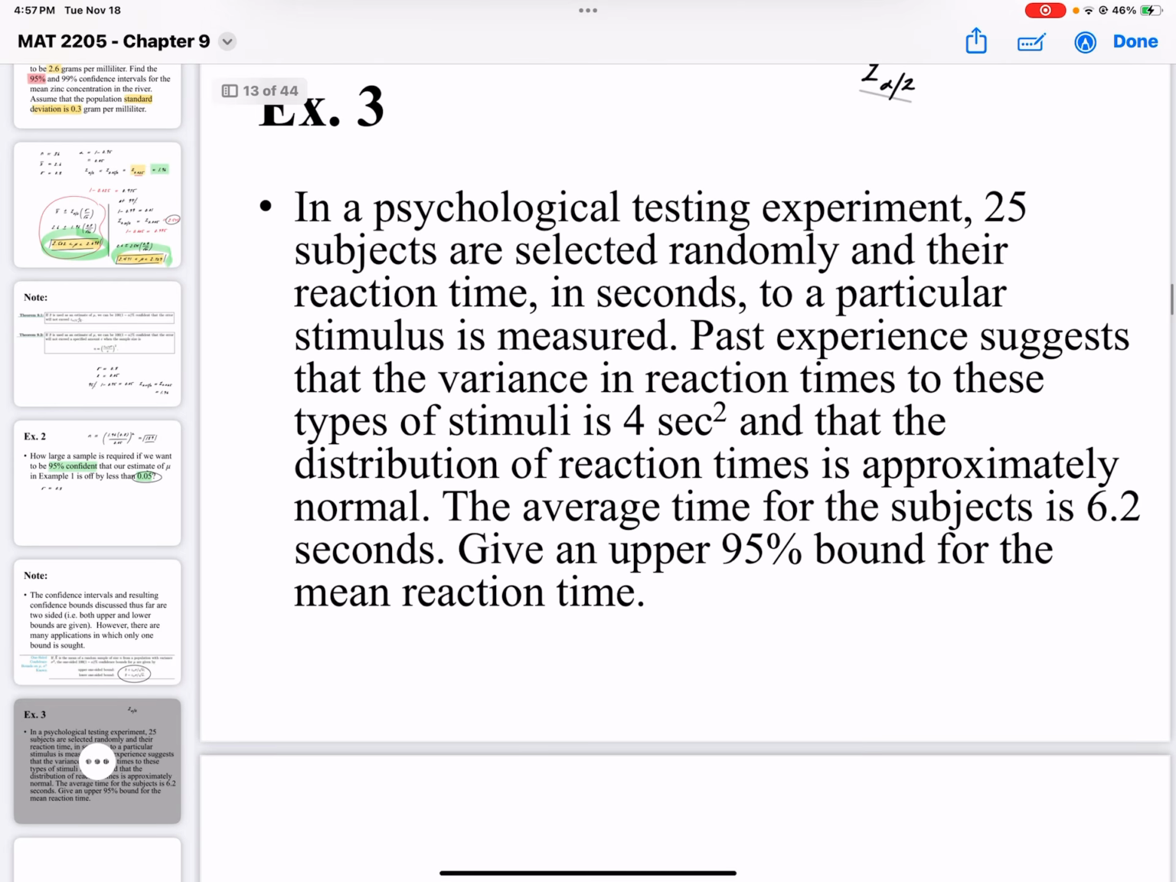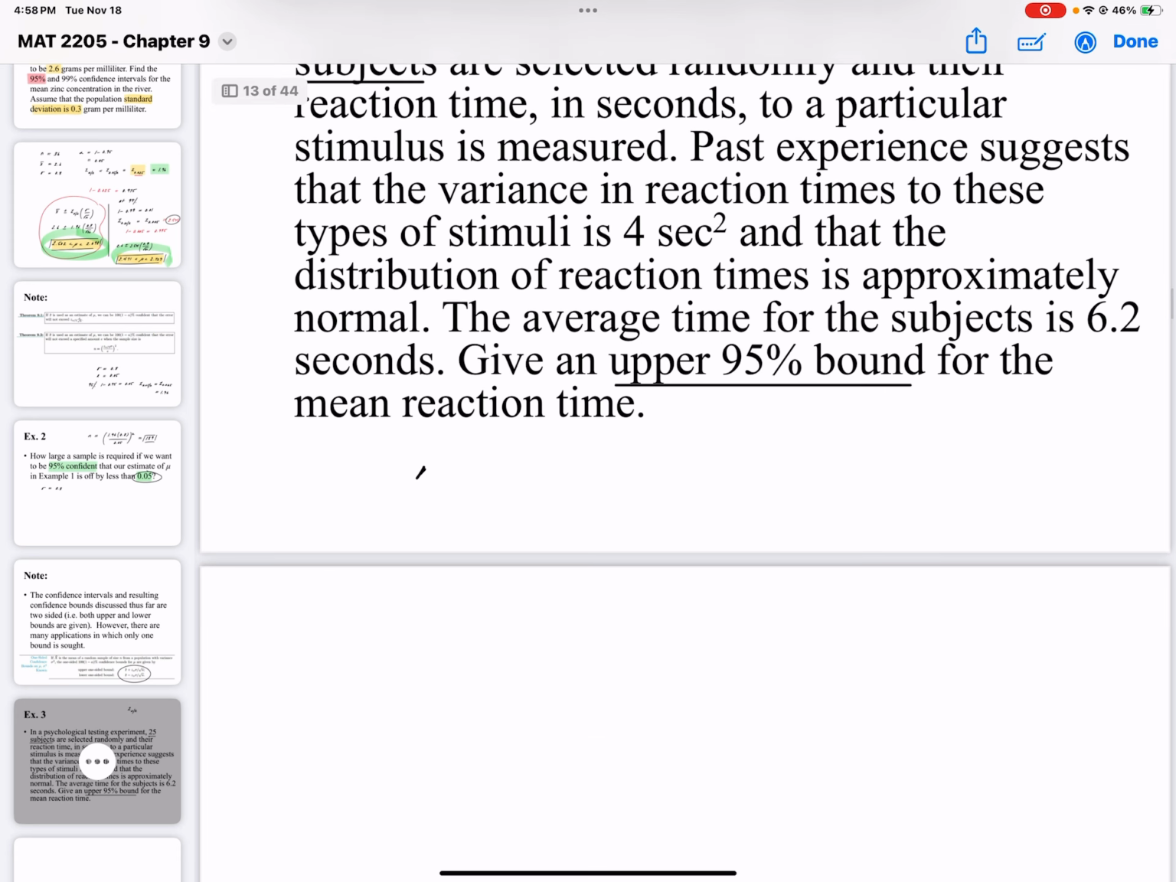Notice how for this one, I only am asking for an upper bound at 95%. Okay, so let's look at all of the things that we have. First of all, we've got 25 subjects. So our sample size is 25.